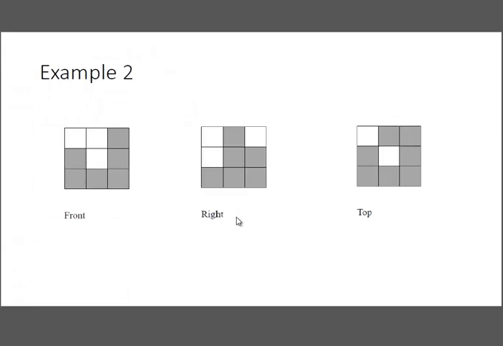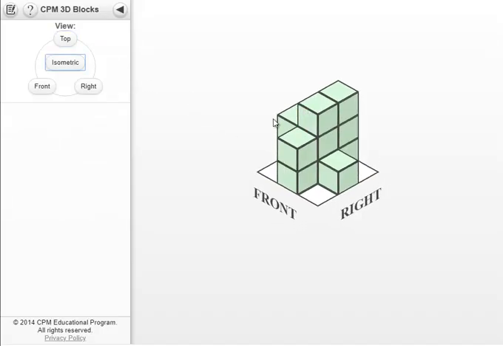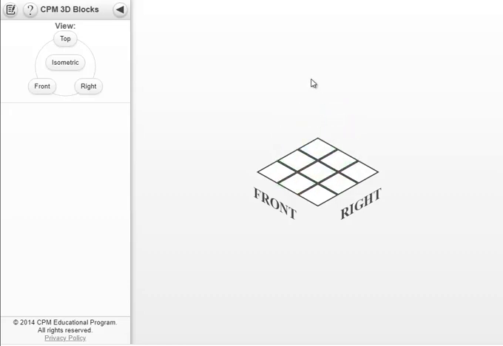Say for example, I gave you a front, right, and top view and said, hey, what's the volume, or what's the map plan for it? So we can do the reverse of this as well. So let's start by getting rid of everything in my grid. So I'm going to go to my isometric view and just start getting rid of all these. Here we go. All right, we'll start from scratch.